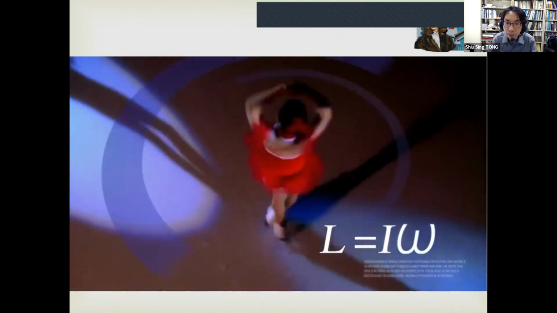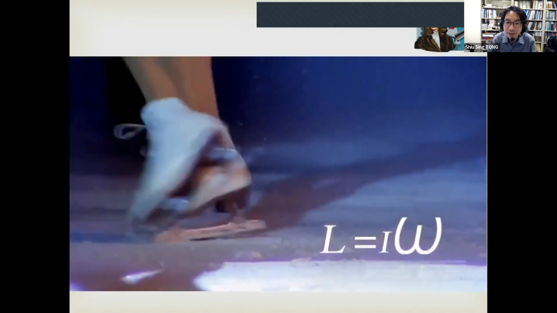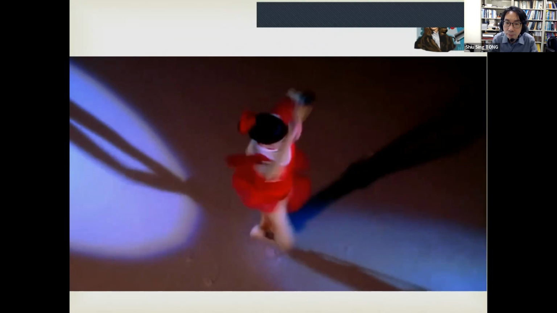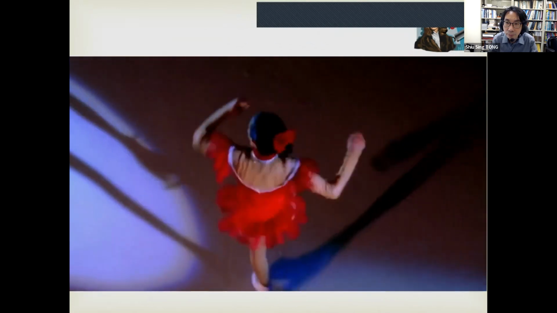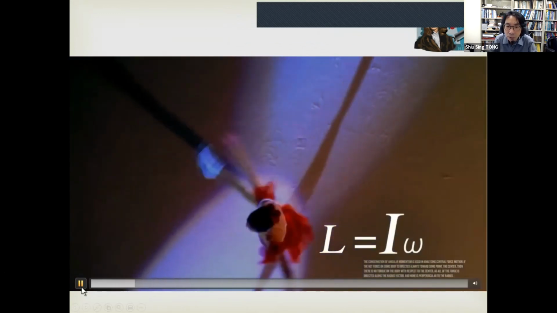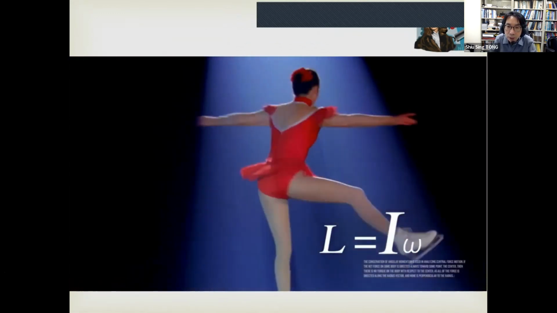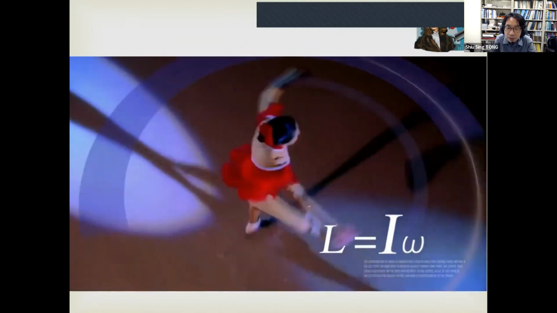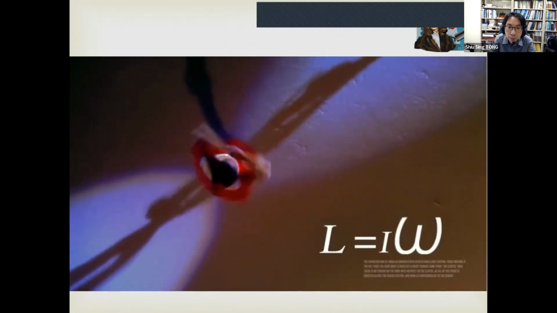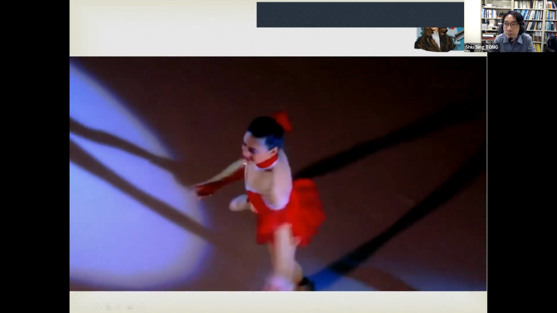Now you see she's spinning faster and faster, right? Very dramatic. Let's see again. Originally, she stretched her arms and legs and was rotating slowly. But afterwards, she contracts her body and spins extremely fast. Okay.